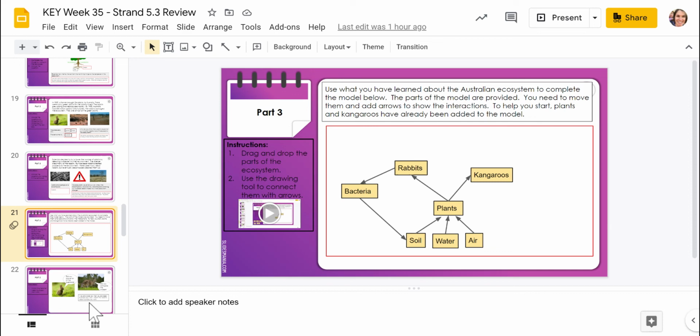Okay, I hope that was helpful to get you thinking about how matter can cycle through an ecosystem in a real, true story.